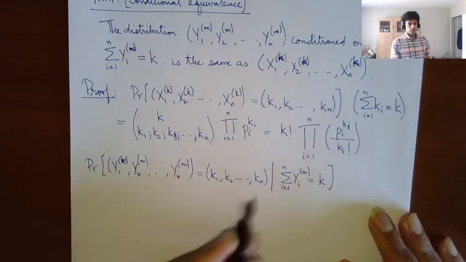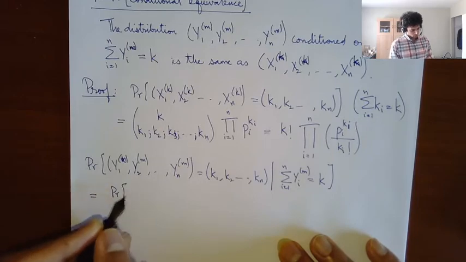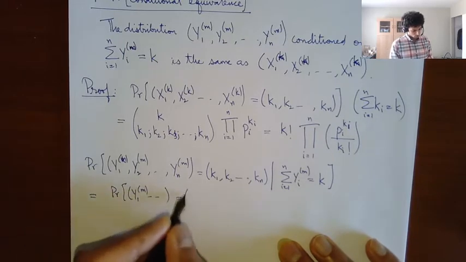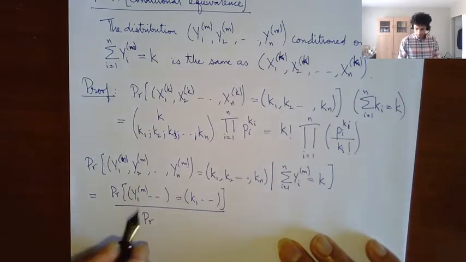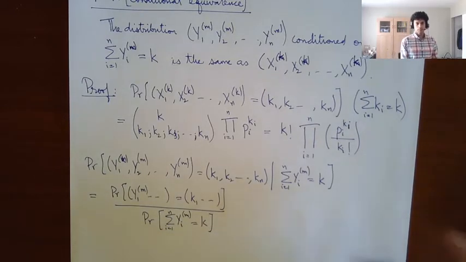So this is the conditional probability, which I will simply write as the probability of y1s being equal to the k's, divided by the probability that the summation of yim, i going from 1 to n, is equal to k. Right? So any questions? Is that clear?